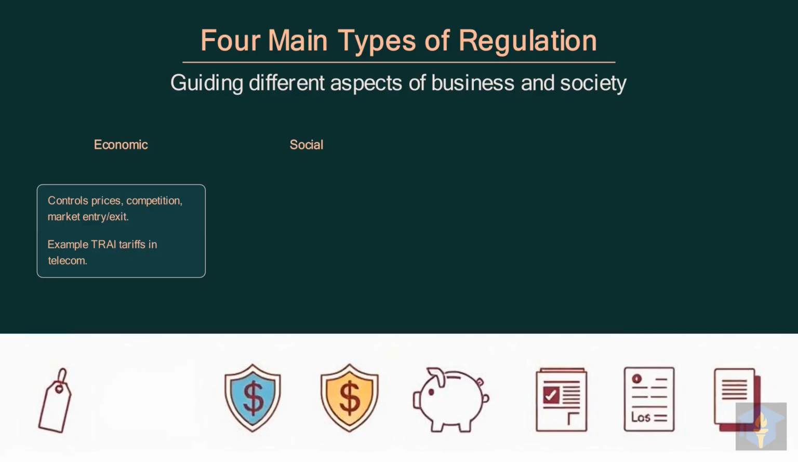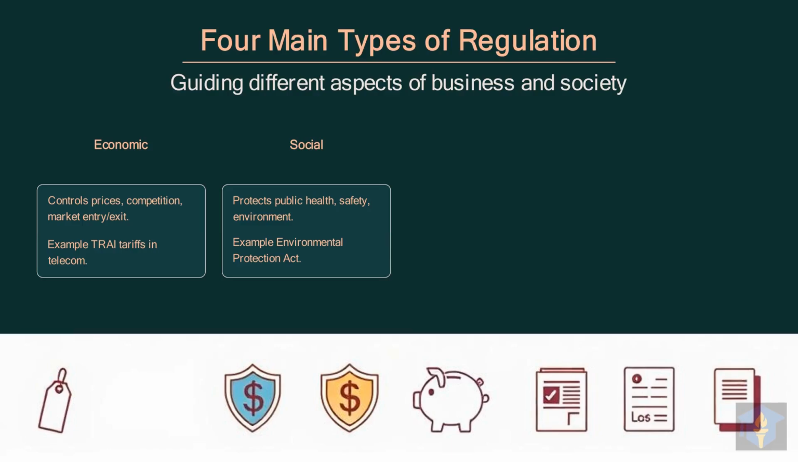Next, we have social regulation, focusing on the well-being of the public. Social regulation aims to protect public health, ensure safety, and safeguard our environment effectively. A great example is the Environmental Protection Act, crucial for our planet's health.